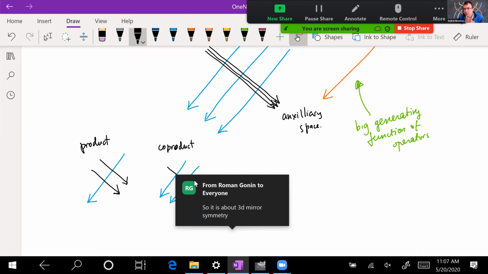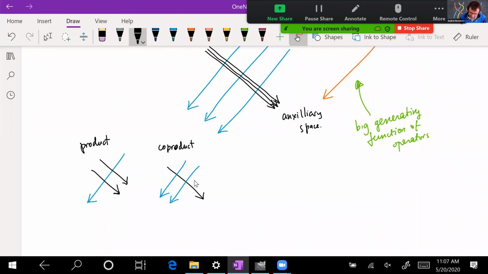No. This is not about 3D mirror symmetry at all. All I'm saying is that if I look at something like this, and if I look at it in the mirror, it looks like that. So that's all I'm trying to say. 3D mirror symmetry is a much more complicated subject. This is just saying that for every Hopf algebra, if I pass to the dual spaces, and I have a choice of what sort of dual spaces I take, then what was the product becomes a coproduct and vice versa.